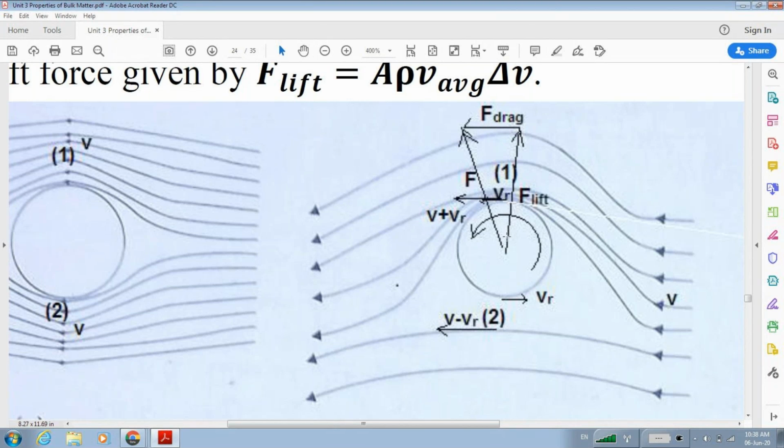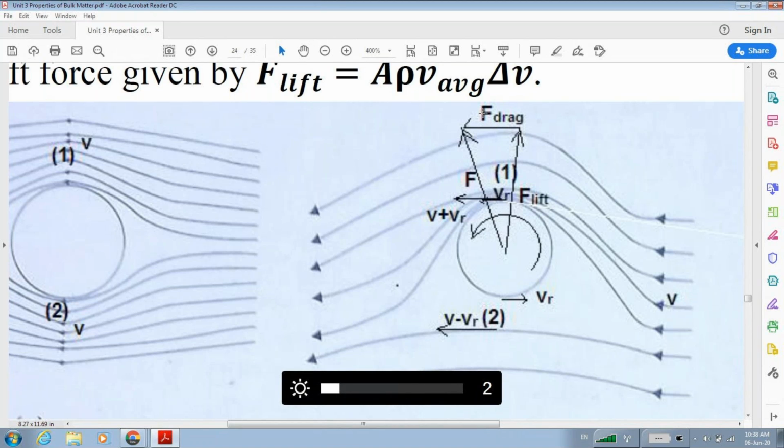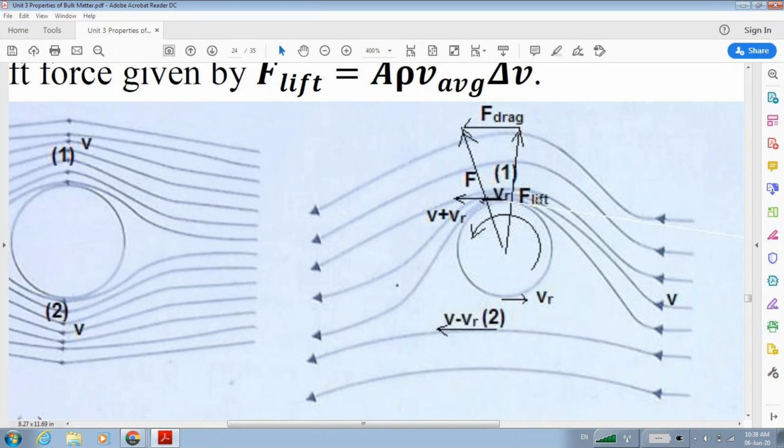here the vertical component we call the F lift and the horizontal component we call the F drag. Are you seeing this here? So the vertical component we are calling the dynamic lift, and the horizontal component of F we call the drag force. Understood what drag force and dynamic lift are?